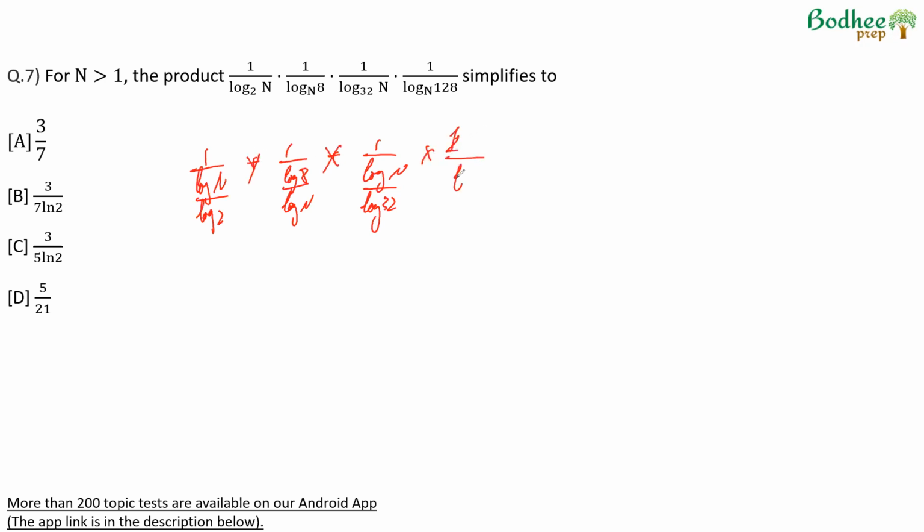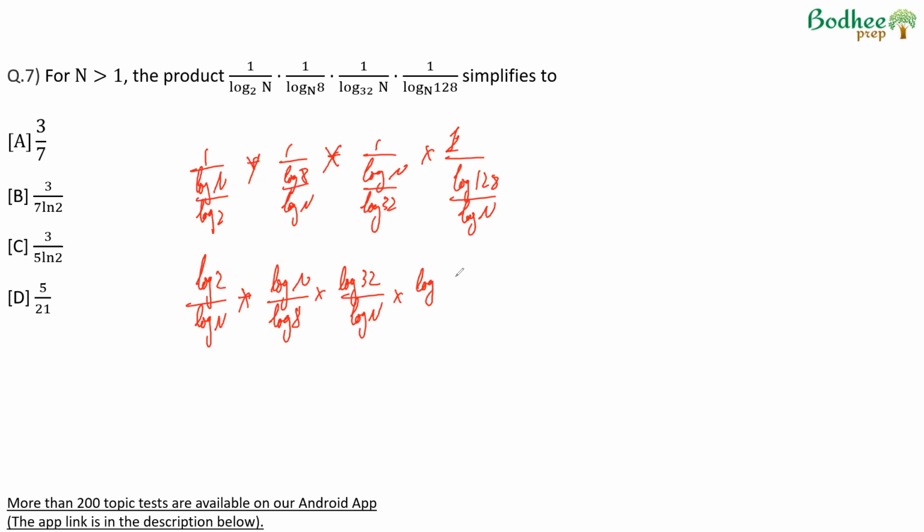1 upon log of 128 upon log n. We take the reciprocal in each case: log of 2 upon log n, into log of n upon log 8, into log of 32 upon log n, into log of n upon log of 128. Log n, log n, log n, log n cancel. This is log of 2 into log of 32, which will be nothing but 5 log 2, because 32 is 2 raised to power 5. Log of 2 raised to power 5 is 5 log 2.